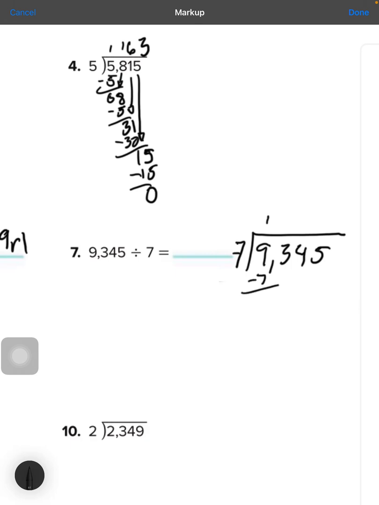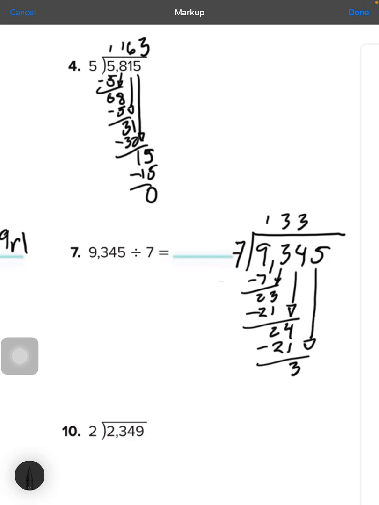7 will go into 9 one time. 1 times 7 is 7. 9 minus 7 is 2. Bring down the 3. 7 will go into 23 3 times. 3 times 7 is 21. 2. Bring down the 4. 7 will go into 24, at least 3 times again. 21. There'll be 3 left over.